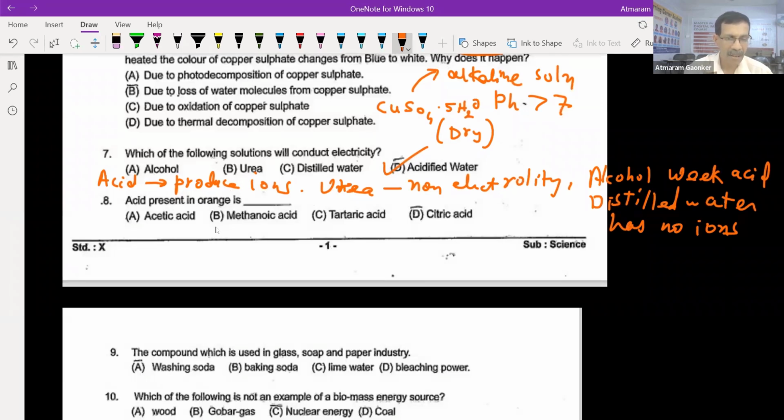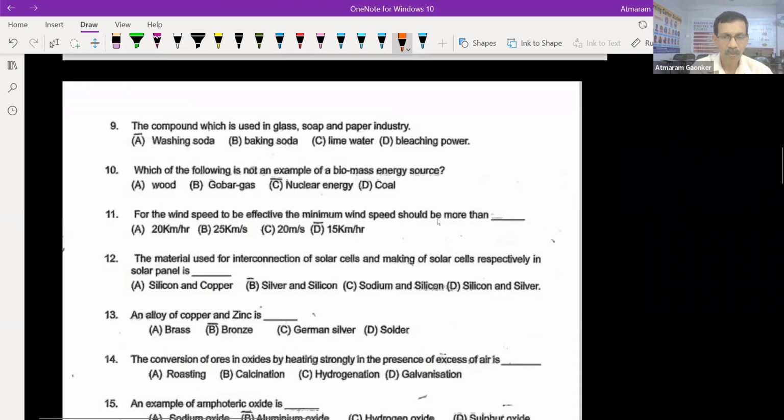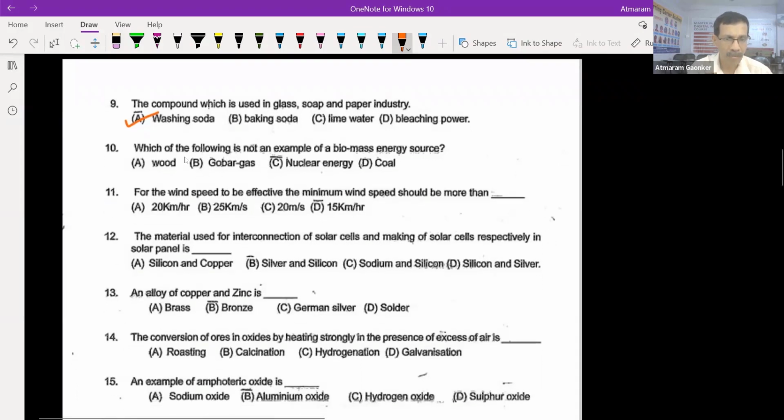Then question number 8 is like this. Acid present in orange is dash. This is an information level question, and the correct answer is D. Then we will go for question number 9. The compound which is used in glass, soap and paper industry is washing soda. This is also just an information level question where you have to remember the uses of washing soda.